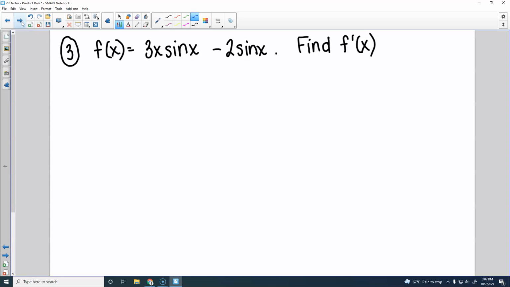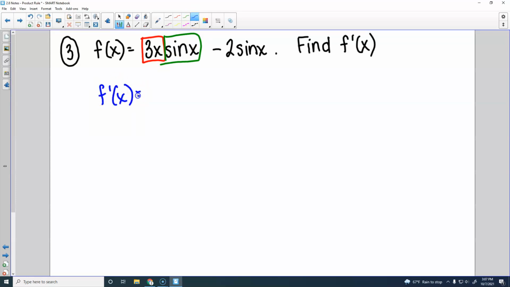So this is the last one we're going to do real quick. So, do we have to use the product rule for the first part? Do we have to use the product rule for the second part? No, because you do have two things multiplied here, but there's no x with that 2. So it's just a coefficient, so you don't have to use product rule on the second part. But on the first part, you've got a 3x and a sine x that are multiplied together. So you have to use the product rule here.